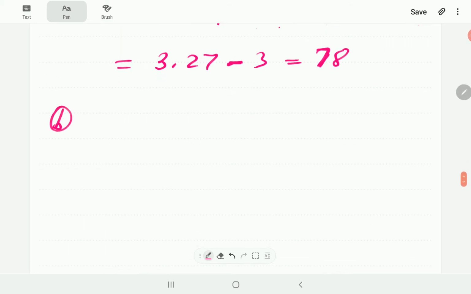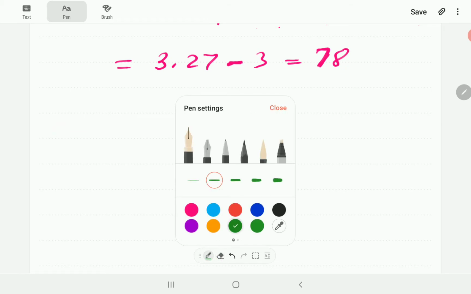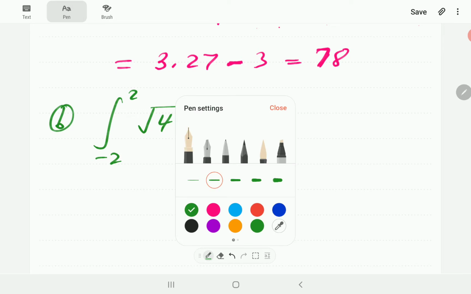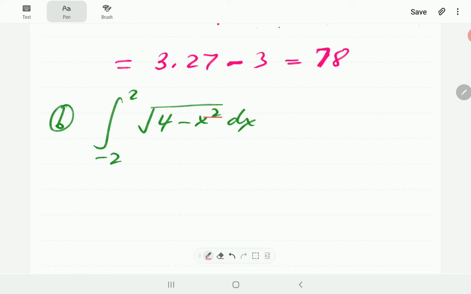Okay, so moving on now to part B. In part B, we have got the integral from -2 to 2 of the square root of 4 minus x squared dx. Okay, so just looking at this integral here, there is no other term which looks like the derivative of this. So that means we cannot use u substitution.